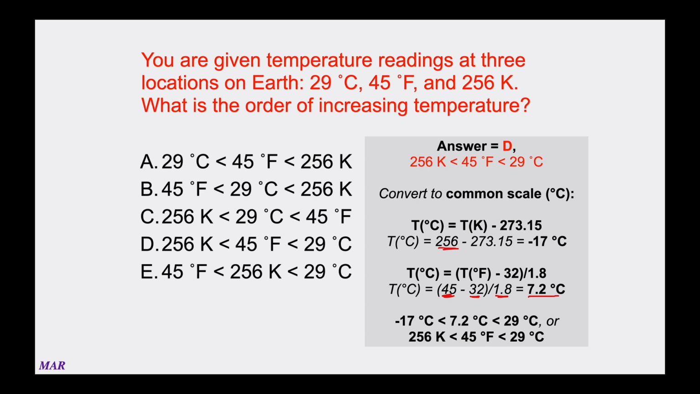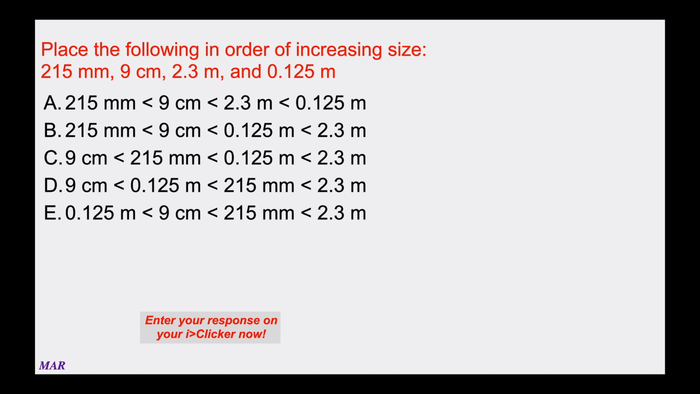So that's why answer D would make the most sense here. This question is about length and metrics. All right, we've got 4 lengths here: 215 millimeters, 9 centimeters, 2.3 meters, and 0.125 meters. And it says put these in order of increasing size. So smallest to largest is what you want to do.